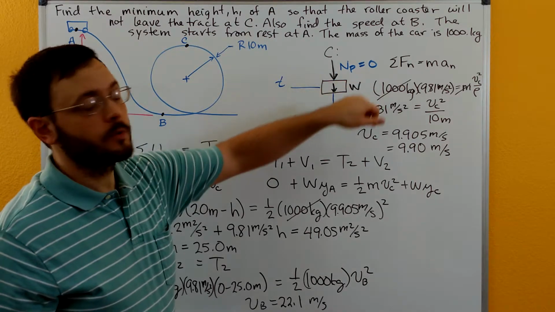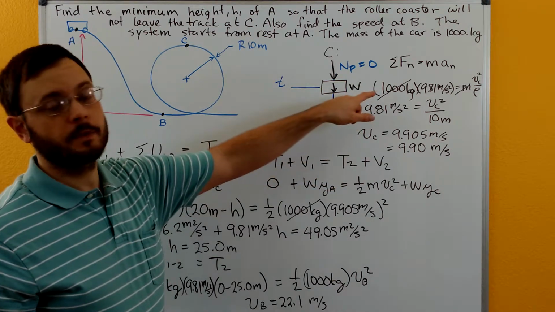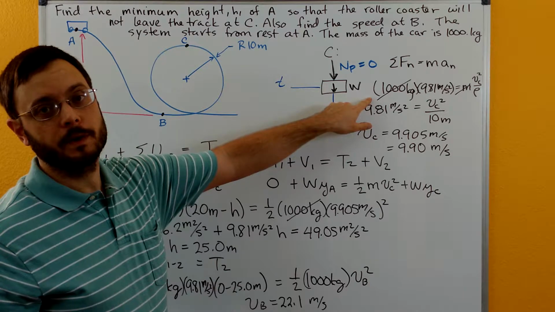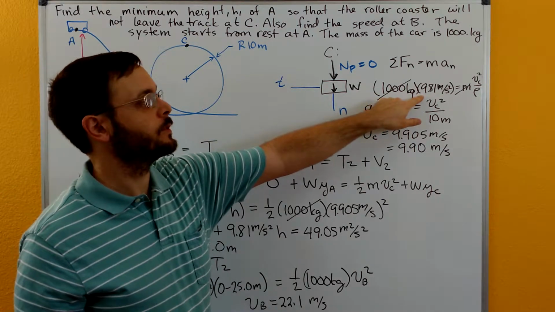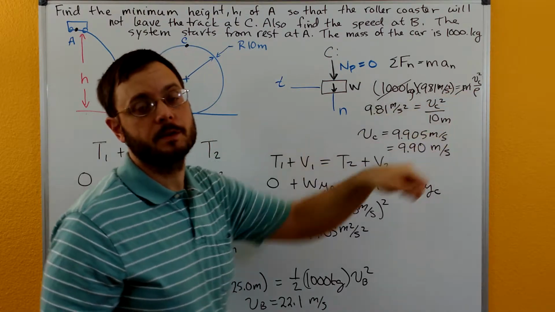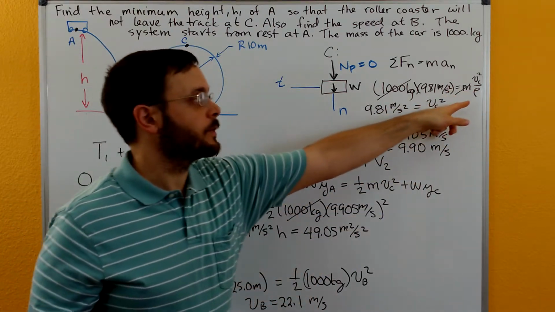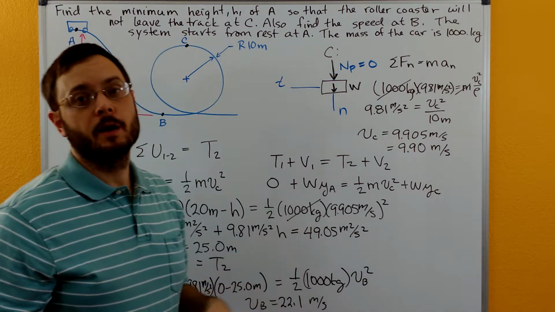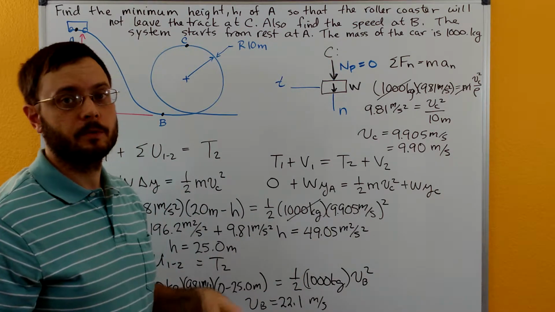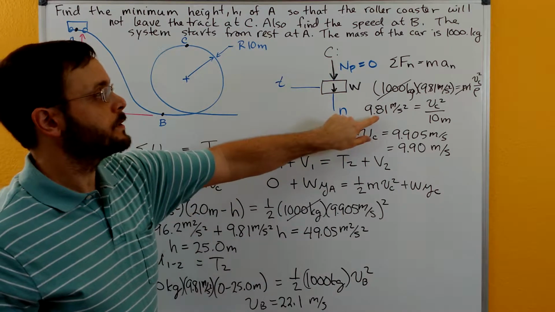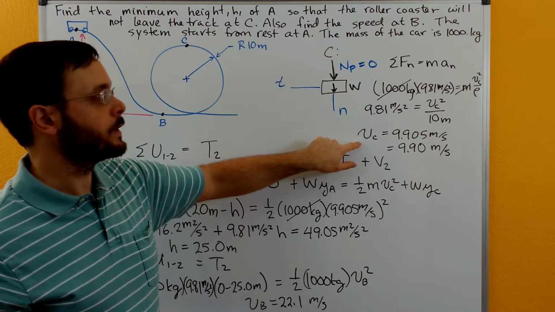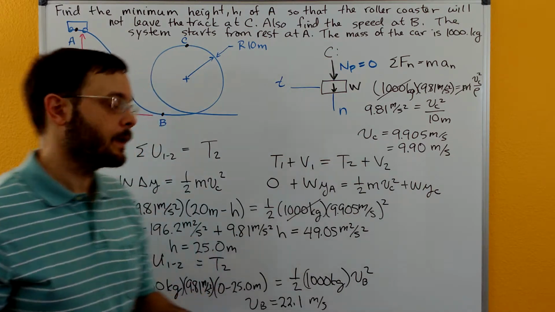So we do our sum of forces in the normal direction is equal to mass times the acceleration in the normal direction. This gives us our weight, 1,000 kilograms times 9.81 meters per second squared, is equal to the mass times the velocity at C squared divided by the radius of curvature. Remember that for the acceleration in the normal direction, it's always v squared divided by the radius of curvature. This gives us this equation, and we can solve for Vc, and we get 9.90 meters per second.